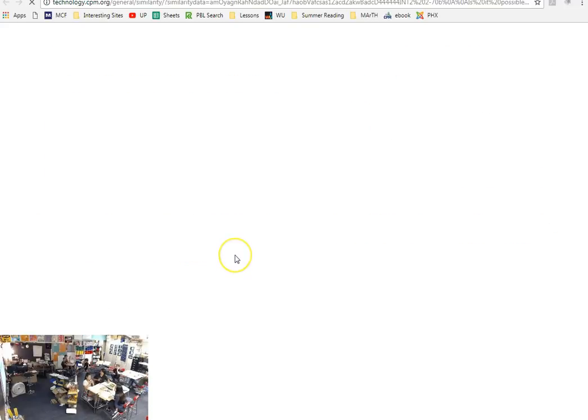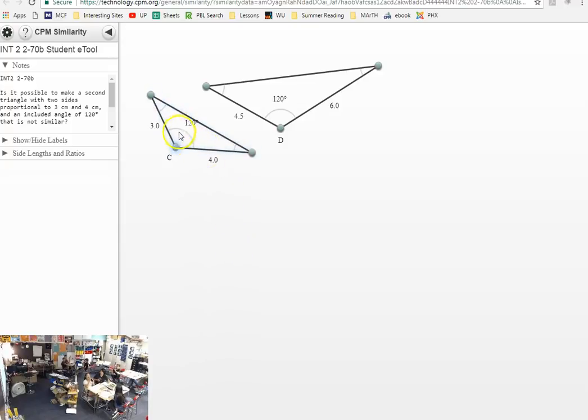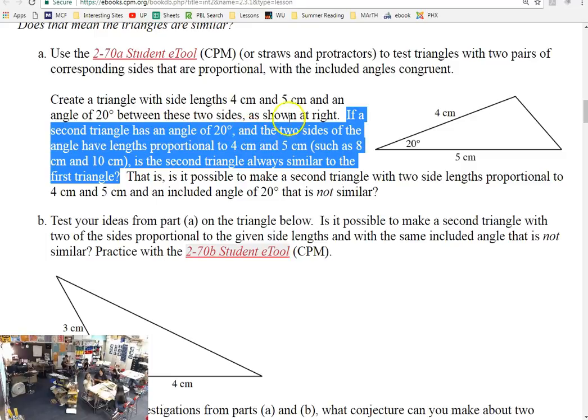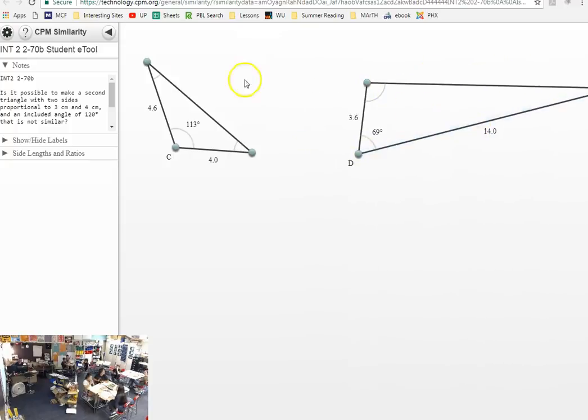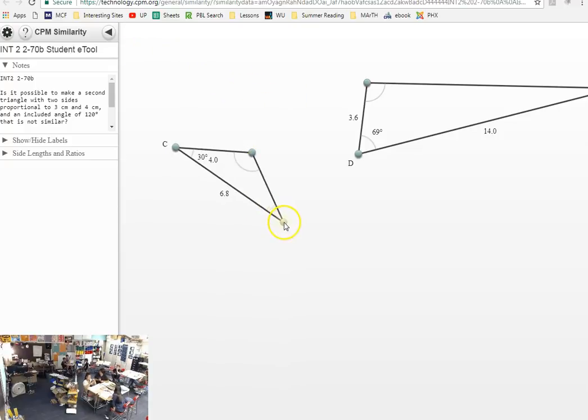Did anyone play with this? The E tool here? For a little bit. Not really. So we have side lengths 4 and 5. Right, so we need to make side lengths of 4 and 5 and an included angle of 20. I want to move this whole triangle. So 5. If I do it like theirs. So we make that happen.